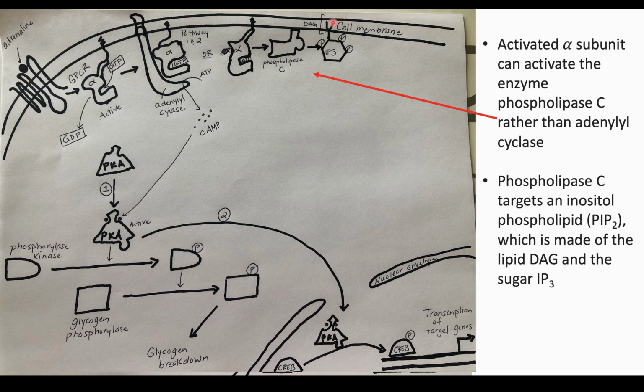It's what keeps it in the cell membrane, and a sugar. This is the inositol. So it's a lipid stuck on a sugar. Phospholipase C is an enzyme that's just going to break the connection between those two molecules.